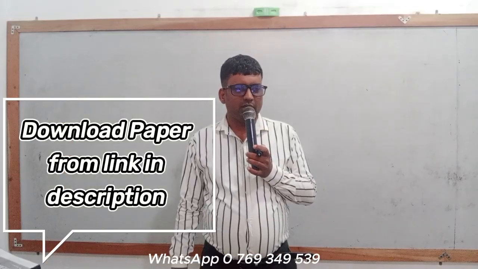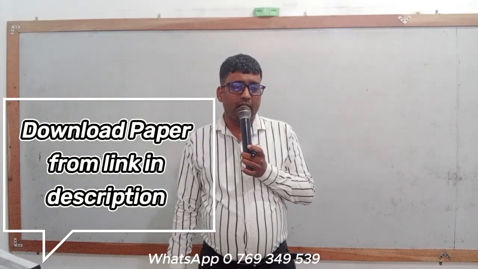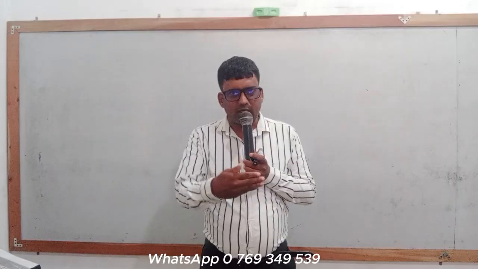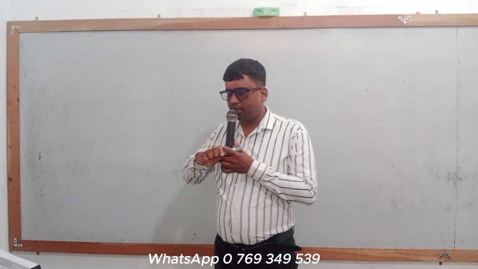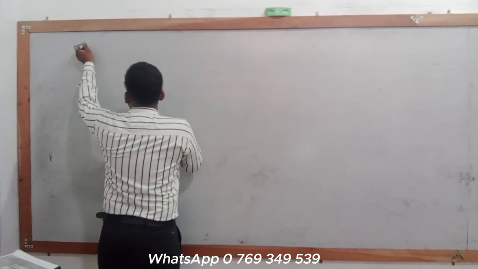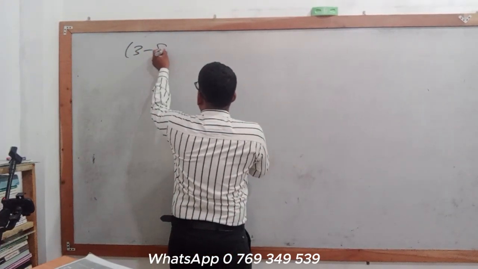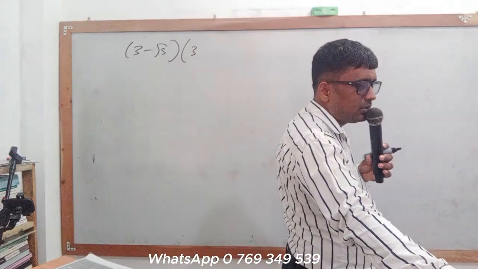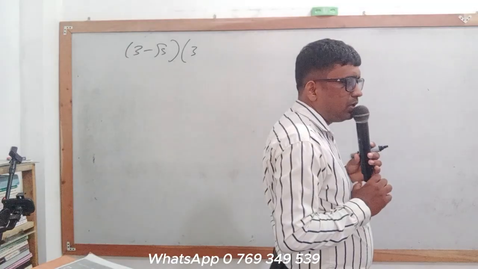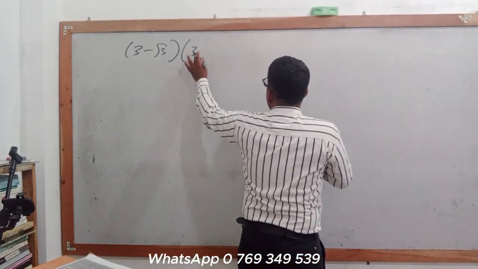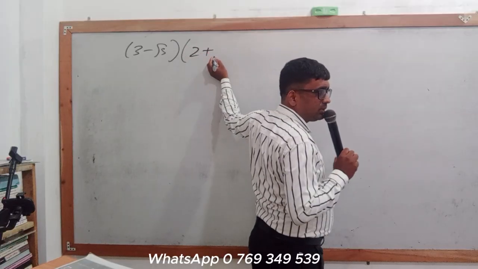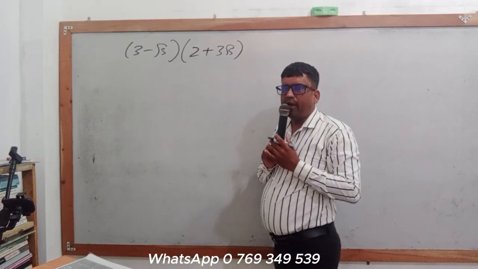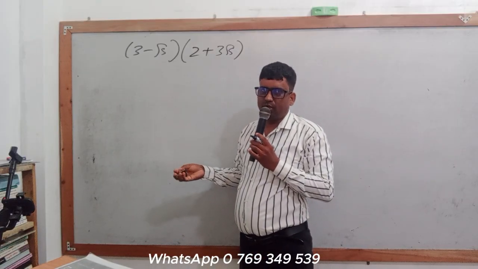Question number 1. Write (3 minus root 5)(2 plus 3 root 5) in the form a plus b root c. You just have to solve this one.